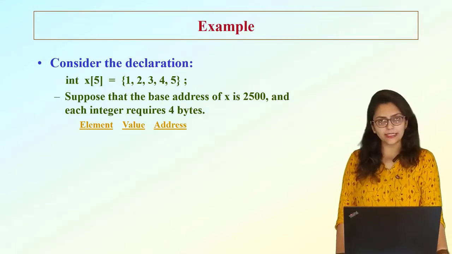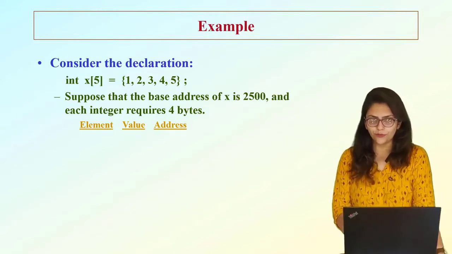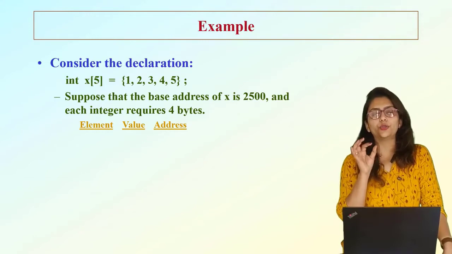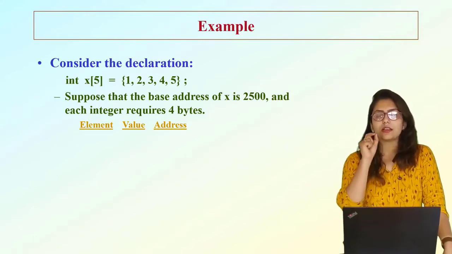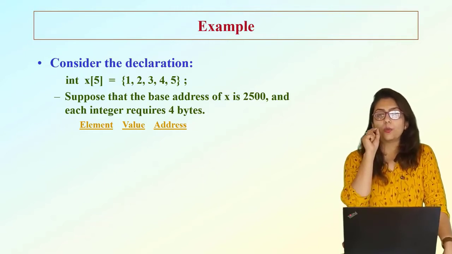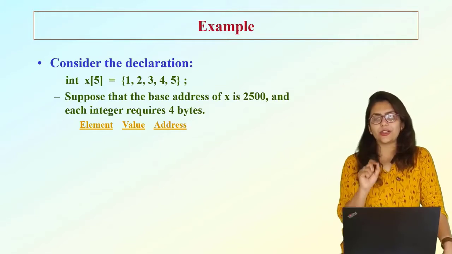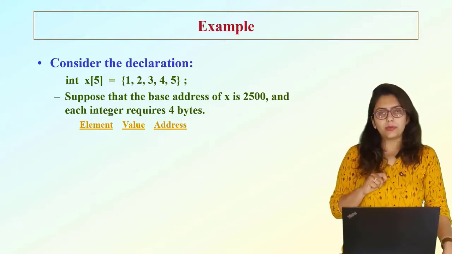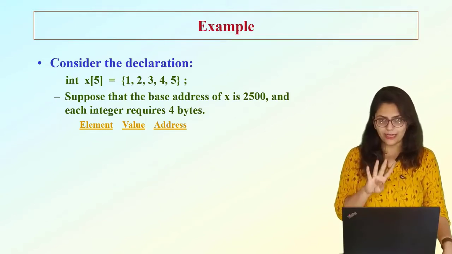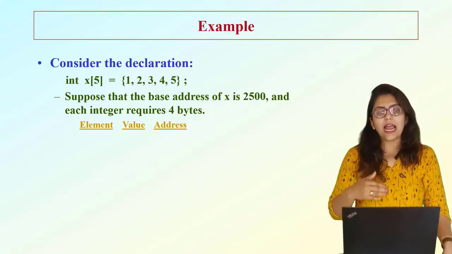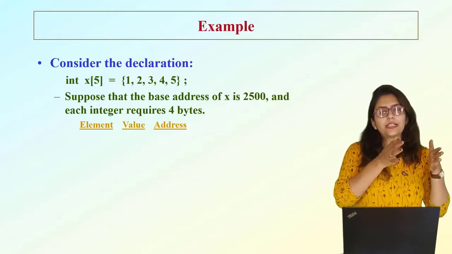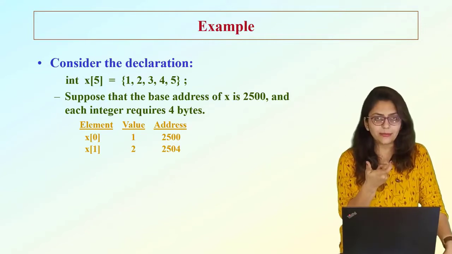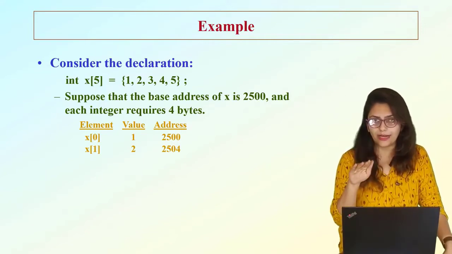Here I have declared one array named X, having 5 elements 1, 2, 3, 4, 5. So basically it is an integer array. Now suppose that the base address of X is 2500. Base address means the address of the first element. That means the value 1 will be stored at address 2500, and each integer acquires 4 bytes. Suppose in that system an integer variable acquires 4 bytes. So for storing 1 I need 4 bytes, then for storing 2 I need 4 bytes, for 3 another 4 bytes, and so on. So from address 2500 to 2504, 1 will be stored, right? Because one integer element acquires 4 bytes in that system.